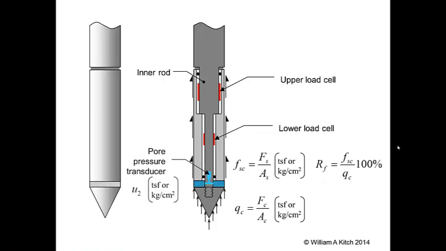The pore pressure transducer is hydraulically connected to the flexible porous element sandwiched between the cone and the friction sleeve. It measures the pore pressure directly behind the cone as the probe is pushed into the soil. The pore pressure is reported in the same units as the tip resistance and the side friction. Some CPT probes measure the pore pressure at locations other than directly behind the cone, as shown here. The symbol U sub 2 is used to designate the pore pressure measured at this location, directly behind the cone. This is by far the most common location for measuring pore water pressure.